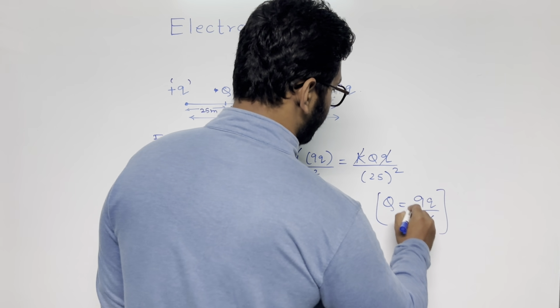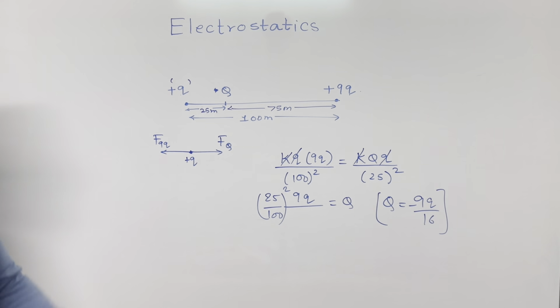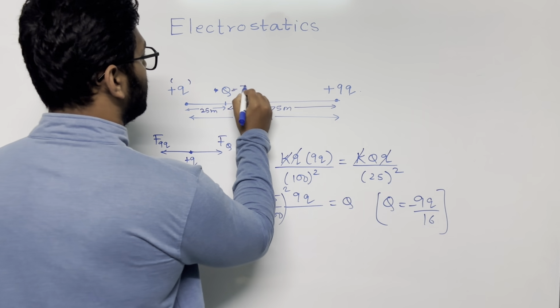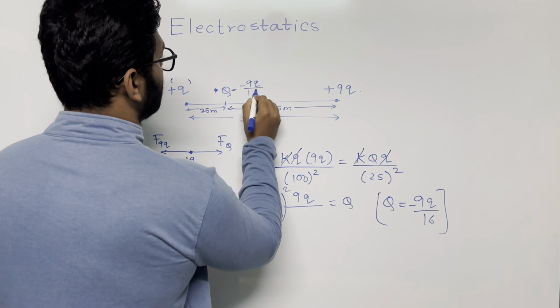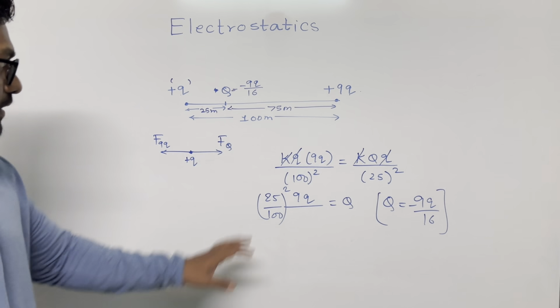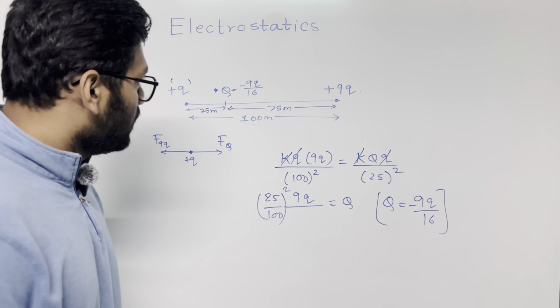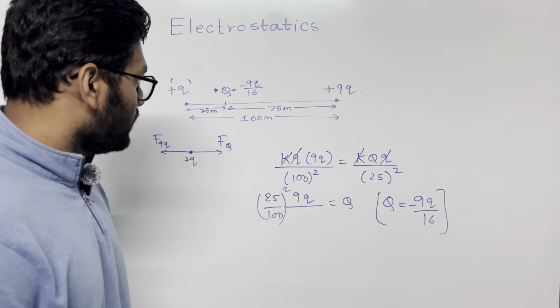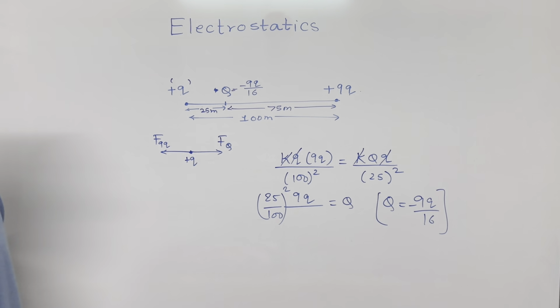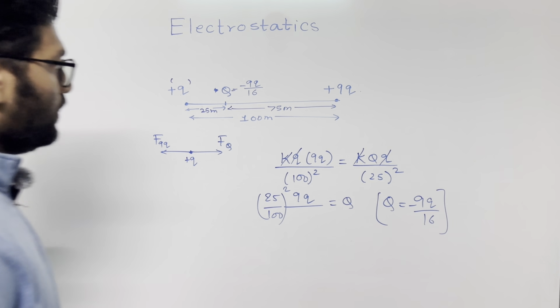And this should be negative. Why? Because I told you already, it is a negative charge. So minus 9q by 16 is the charge. Okay, so this is the charge. Let me again check if it is correct. Kq, Q 9q upon 100 square, Kq Q upon 25 square. Yes, okay.